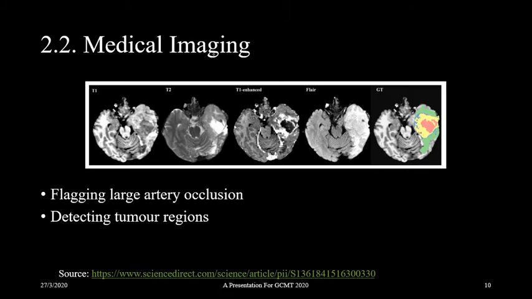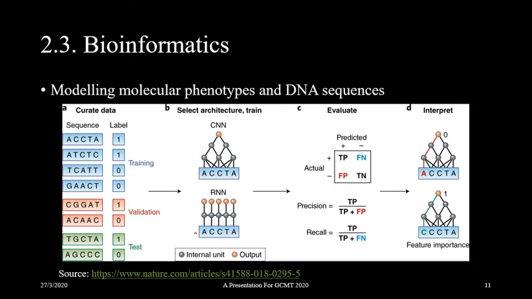So another use case is medical imaging. This is a photo of an MRI. Here, with our bare eyes, it's quite difficult for us to detect which of these has a tumor. But a computer is able to detect it using object segmentation technique. As you can see here, the red part is a tumor. So the application could be used to flag large artery occlusions and detect tumor regions.